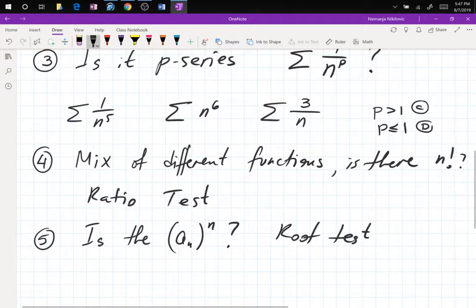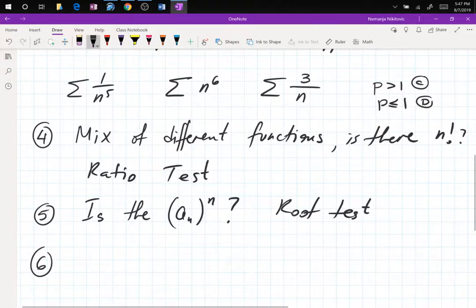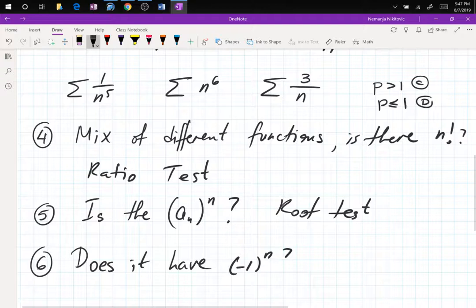When you categorize this in your head, it's fairly simple to figure out. Number 6: does it have (-1)^n? Because in that case, it's the alternating series test, right? So every single one has something that you can exploit to do the problem, right?